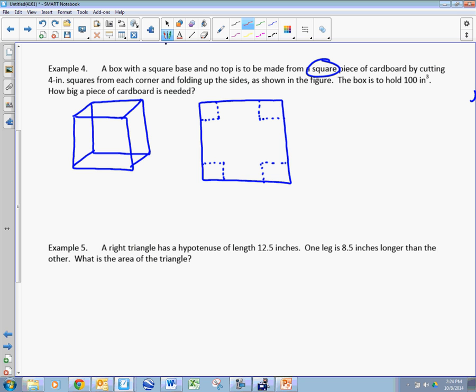So just to give you an idea of what's happening, I'm going to take these 4-inch squares, cut them off, and throw them away. Recycle them. And I'm going to fold along these marks and turn them up so that it will make that shape.